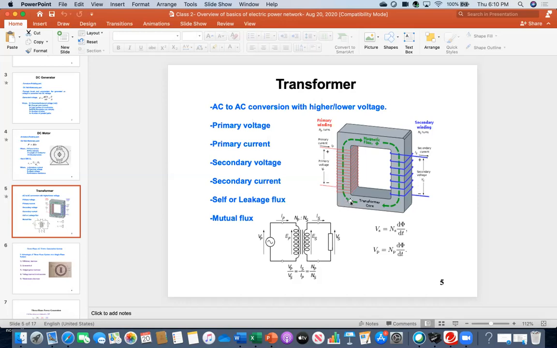But as Venkat was adding, it is causing some loss, because of that constant flux, and that will gradually cause some heating in the magnetic material. If it is prolonged, at some point the core material might be damaged. That's why it is not suggested at all to apply DC to a transformer. Does everybody understand?